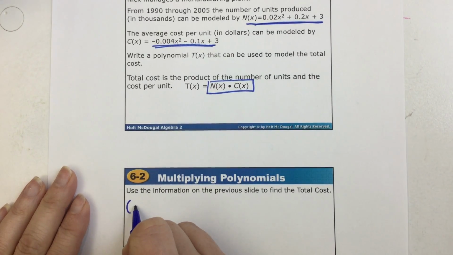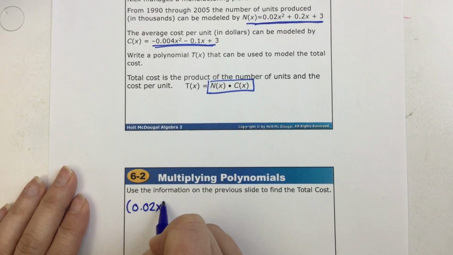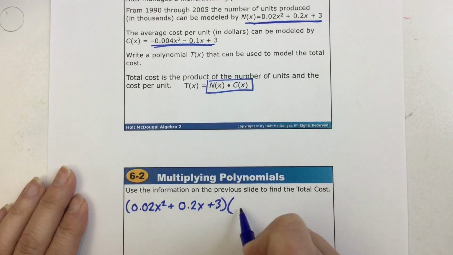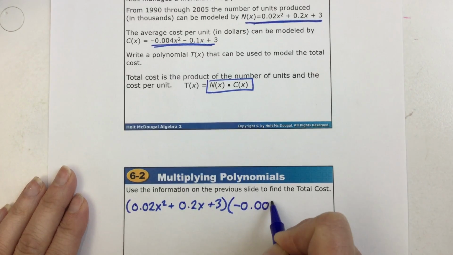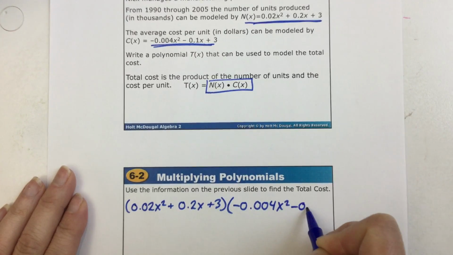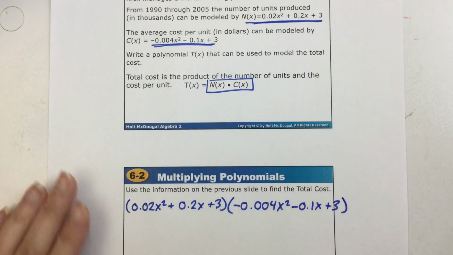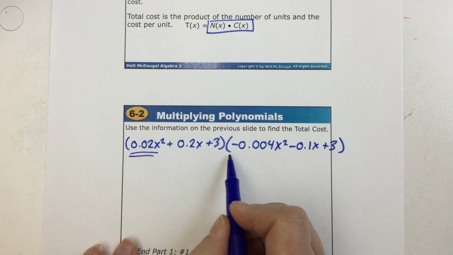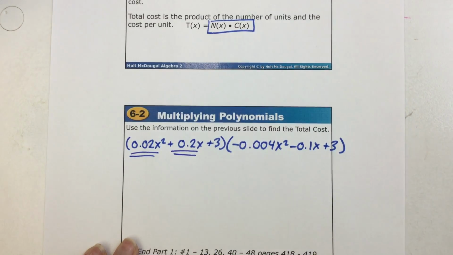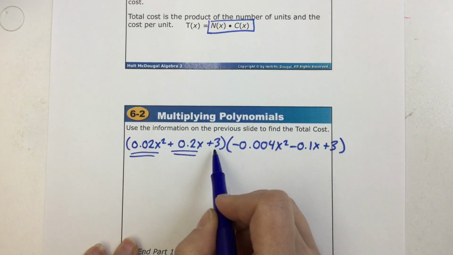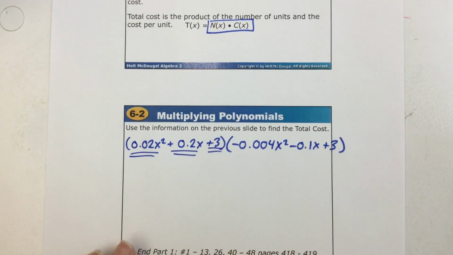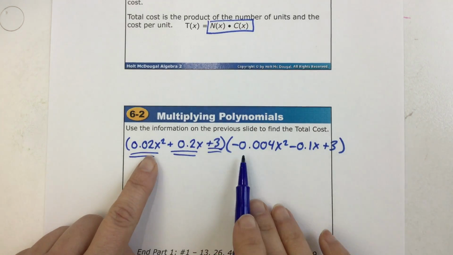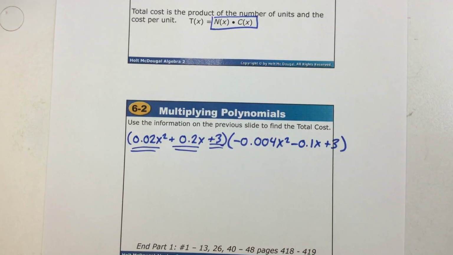So if I set this up, I would have 0.02x squared plus 0.2x plus 3 times negative 0.004x squared minus 0.1x plus 3. Okay, so this is how you would set this up. Then you would have to take this outside of all of these terms. Then 0.2x outside of all these terms. Then 3 outside of all of these 3 terms. Distribute, combine like terms. Your final answer would have a standard form because you only have x's.